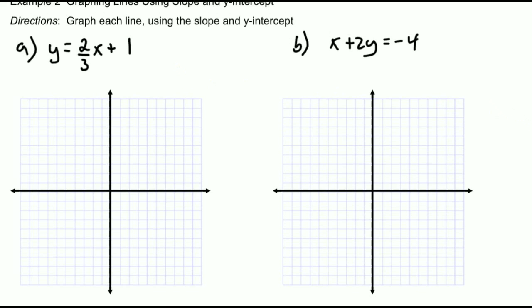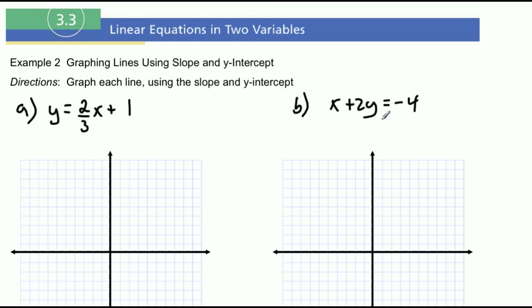All right, so check this guy out now. We're going to be graphing these two linear functions, and we're going to be using the slope and the y-intercept to do that, which means that we don't need a table. We don't need to choose points. We actually can derive points directly from the equation, which is nice.